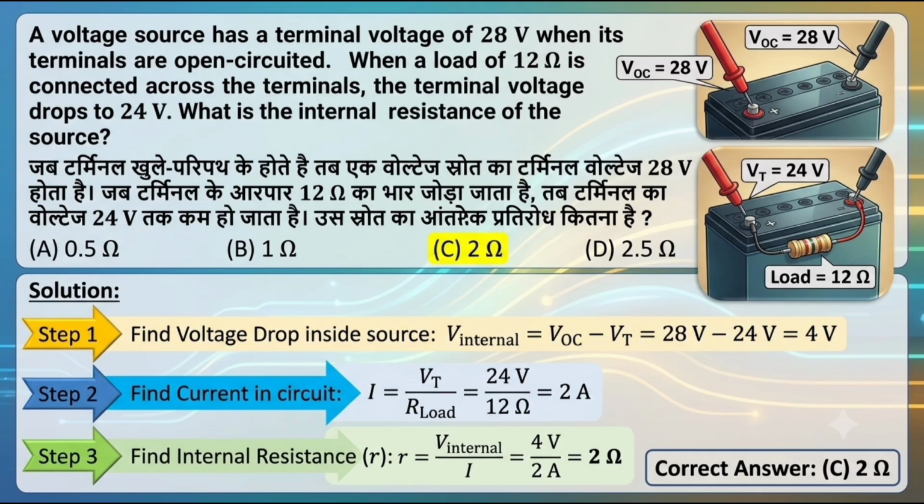A voltage source has a terminal voltage of 28 volts when its terminals are open circuited. When a load of 12 ohms is connected across the terminals, the terminal voltage drops to 24 volts. What is the internal resistance of the source? And you can see the solution. Its correct answer is option C, 2 ohms.